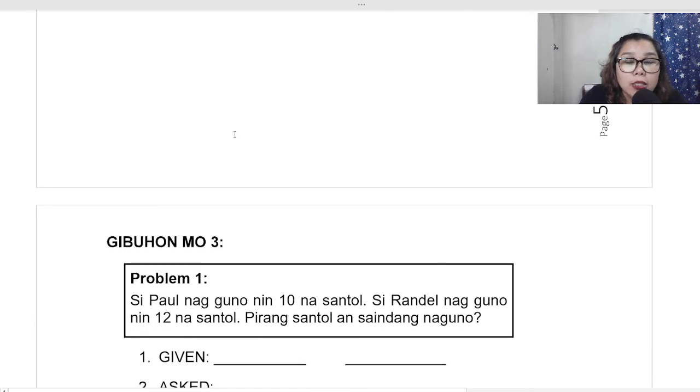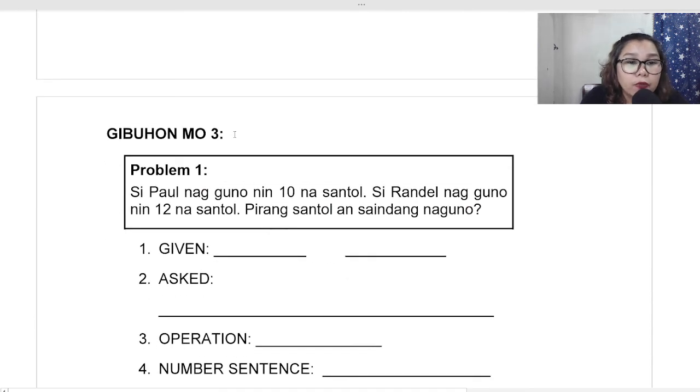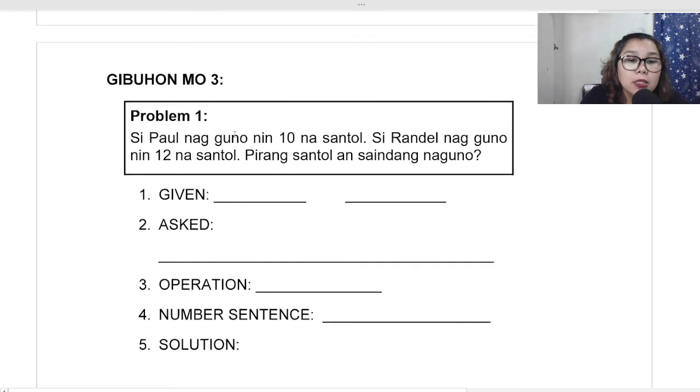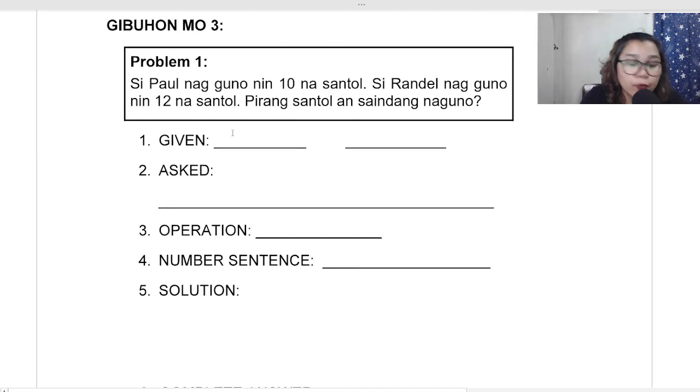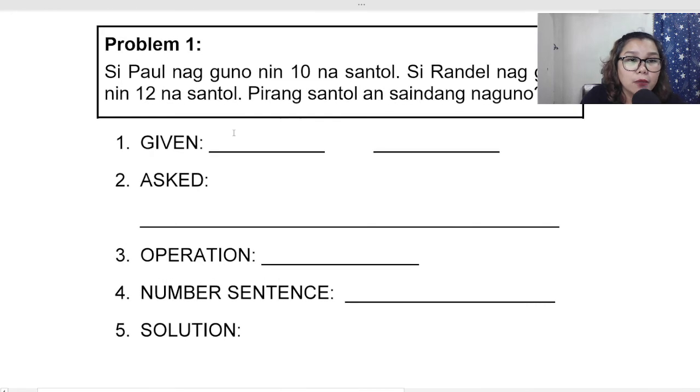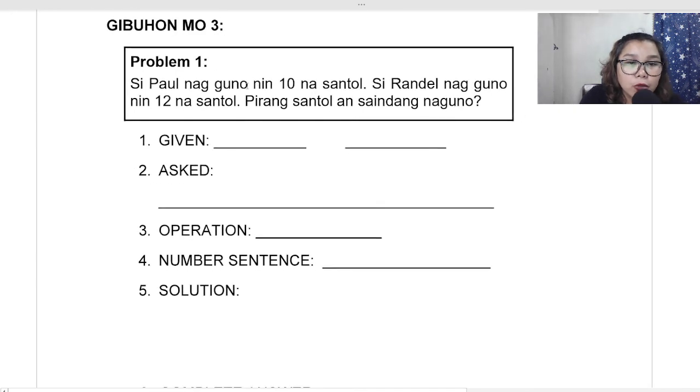Why do we need to use addition for this? Okay. So, para sa susunod, gagawin lang, susundin mo yung pattern na yon. So, let's begin. Si Paul nag-ani, means he picked or he harvested, ng 10 na santol, si Randall nag-ani ng 12 na santol. So, given, dalawang blanks dyan kasi dalawa ang given. And then you just locate the question, dito na kopyahin.